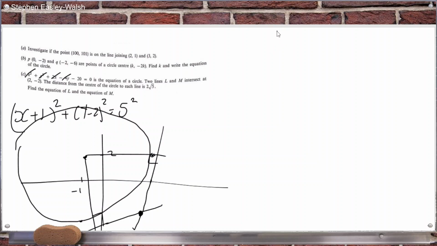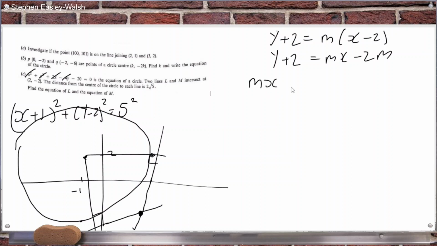So that's y minus y1 equals m times x minus x1. So that's y plus 2 equals mx minus 2m. So that means mx minus y plus 2 minus 2m equals 0. And that's the point 2, minus 2.